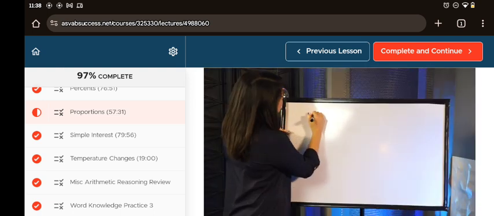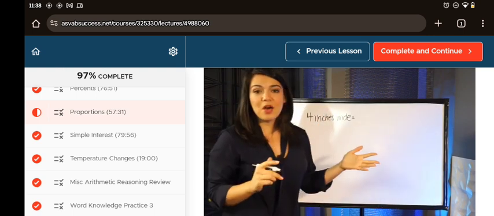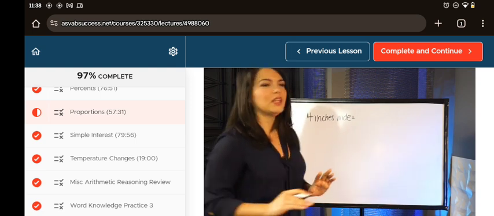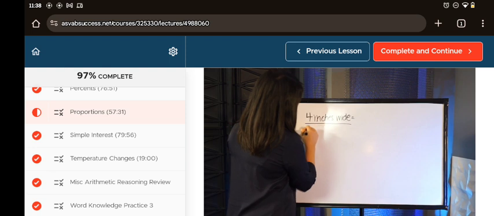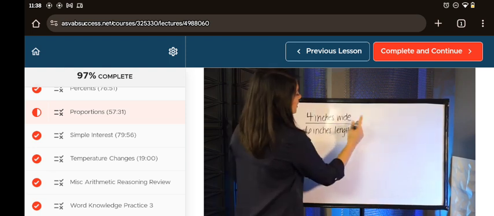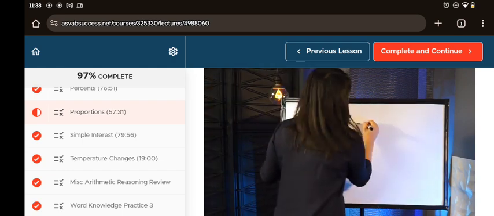Let's set it up. 4 inches wide. Now, I like to write everything out because I want to make sure that I'm putting everything in the right place and I don't want to get confused, especially with this question where everything is in inches. So it can be a little confusing like that. So this is the width, and we're comparing it to 6 inches in length. All right, let's put this here. So we're saying that this ratio or this proportion is proportional or equal to our scenario 2.